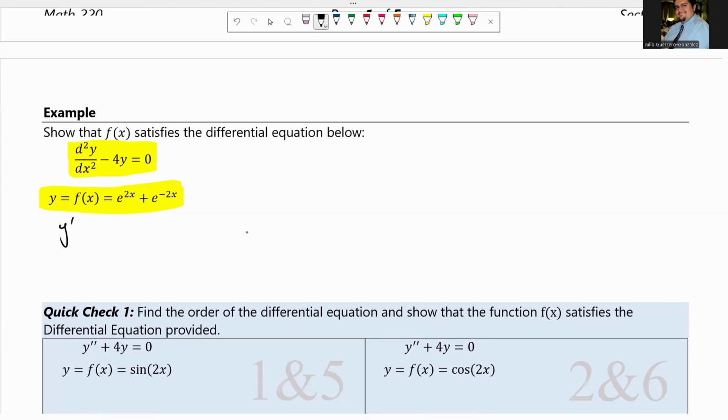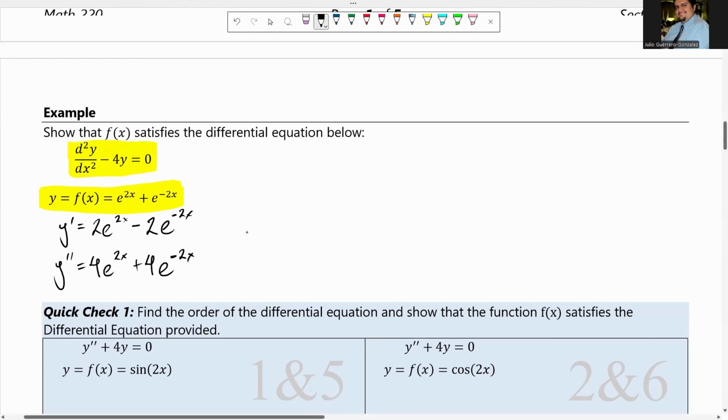Y prime, the derivative of this, is going to be 2e to the 2x, and it's not going to be plus anymore. It's going to be minus 2e to the minus 2x. y double prime is 4e to the 2x plus 4e to the minus 2x. Hopefully you guys got your chain rules right, okay? Hopefully everybody sees that that's the derivative.